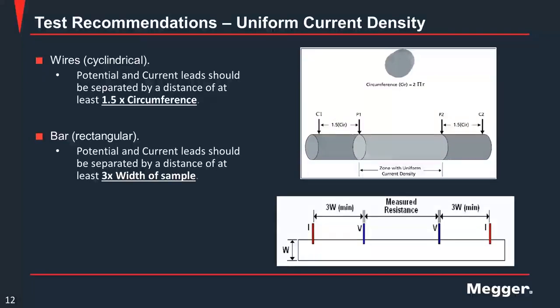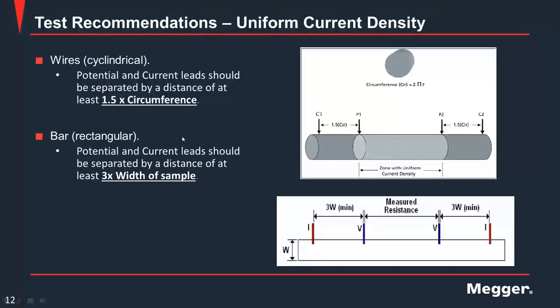The first one is if you have a wire, or maybe the test specimen is a cylindrical wire type, you need to make the potential and current leads separated by a distance of at least 1.5 times the circumference. You can see on the right side of the screen, if the test specimen is like this, a circular wire or cable, you need to put the position of the current and potential probe at least 1.5 times the circumference, where the circumference has the formula 2πr.